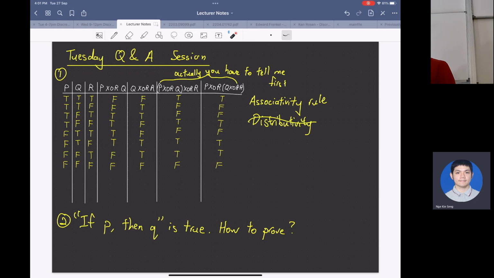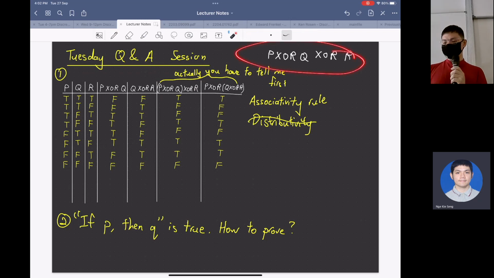So in this case only, there's no ambiguity in doing P XOR Q XOR R. But to show there's no ambiguity, you need to prove it first. Okay, this is the associativity rule.